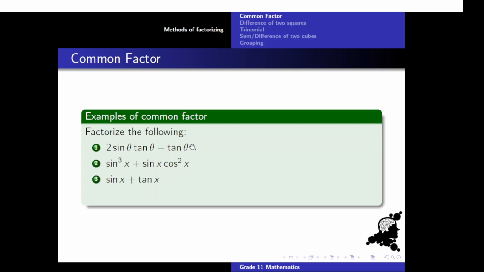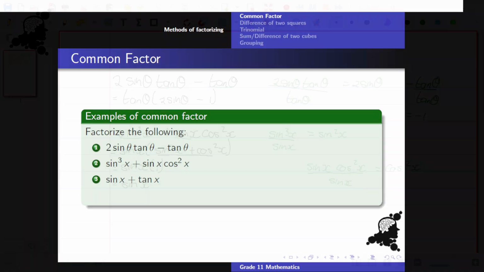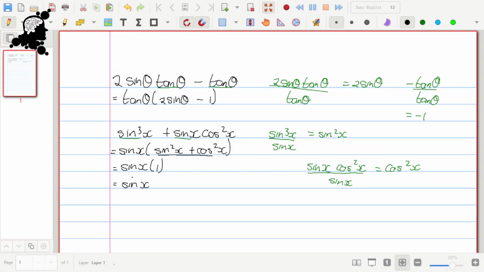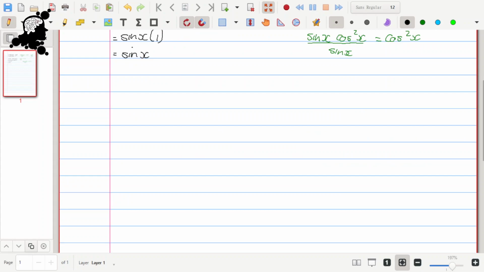Alright, the next question says sine of x plus tan of x. Now let's have a look at this one. So let's just make some space here. We are looking for sine of x plus tan of x. When you look at this at first glance, you will think to yourself, but there is no trig ratio which is present in both of the terms.